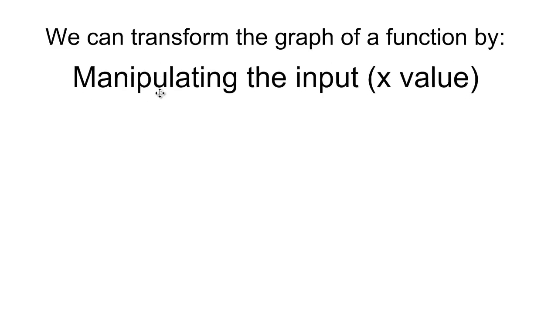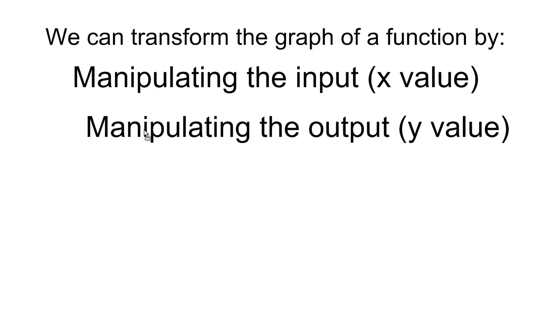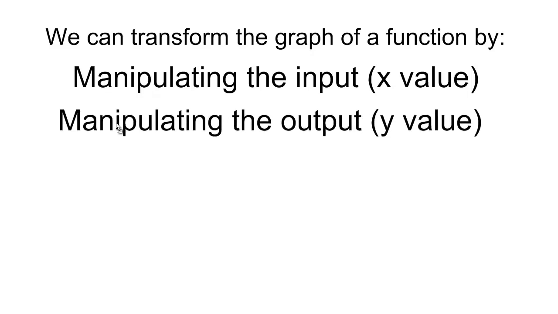We can manipulate the input, or the x value that we put into it before we apply the function to it, just like putting something in our function machine, changing it before we drop it in. Otherwise, we can manipulate the output, or the y value, after it comes out of the function. Both of these things will have effects on the graph of the function, and depending on what or how we manipulate it, it's going to affect the kind of transformation that we can have.